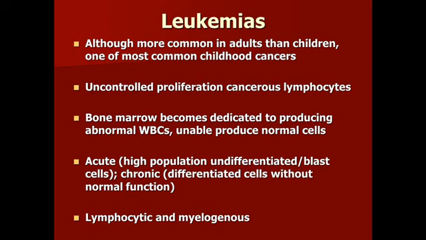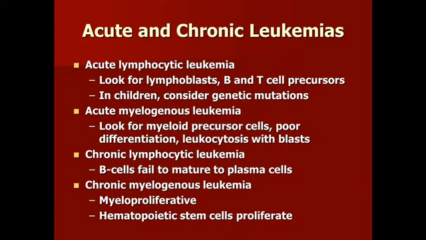The broad categories of leukemia include lymphocytic, as well as myelogenous. And then those are each further divided into acute and chronic. So let's look at acute and chronic leukemias, both lymphocytic as well as myelogenous. When you look at an acute leukemia, in both, you look for the pathology as bone marrow indicated. So you're looking for blasts. You're looking for undifferentiated cells.